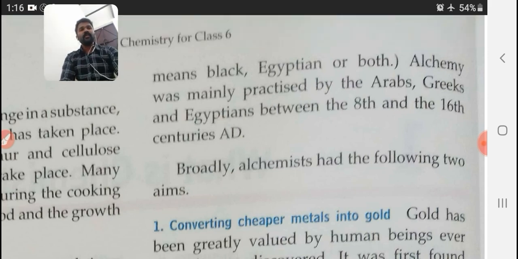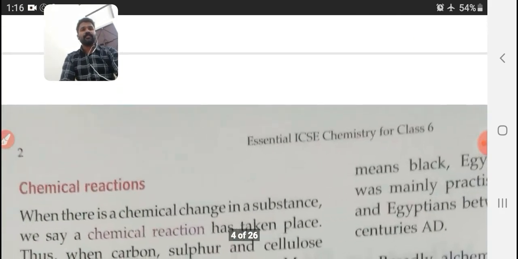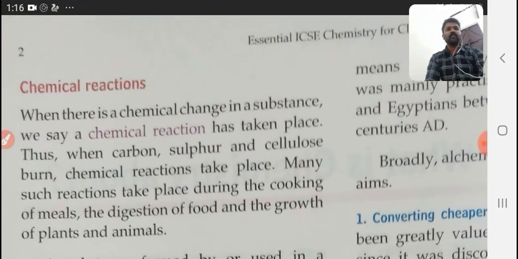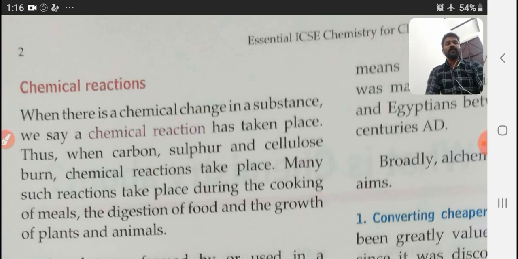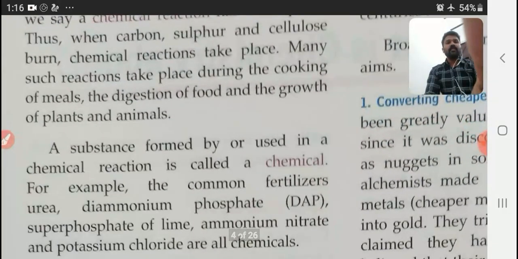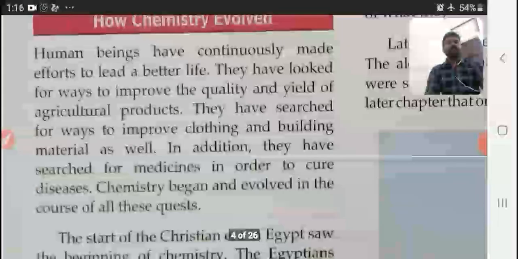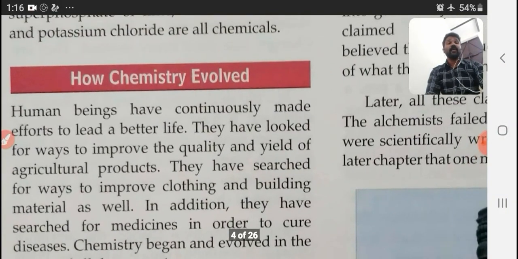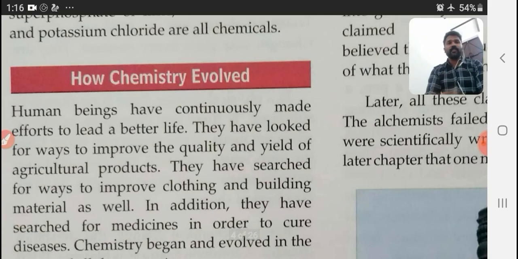Today we have mainly discussed the chemical reactions, and then we have discussed chemicals. Then some history about chemistry we have discussed, and I have given you a few questions from the exercises. Mainly you have to learn those questions and tell the answers to your parents.